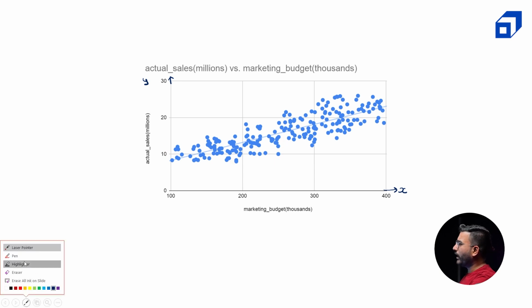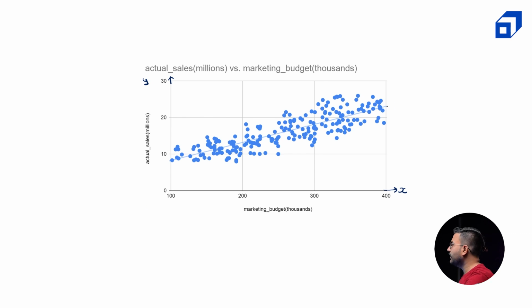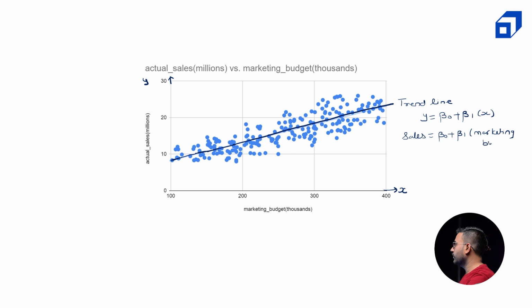Now we are trying to find out a line, and this line, I hope you are able to see, is the line. This line is also known as a trend line. And this line is given as y is equal to beta naught plus beta 1 of x. So right now my y, sales, is equal to beta naught plus beta 1 of marketing budget. This is basically the line. But how to find out this line? How to find out a line given a data?